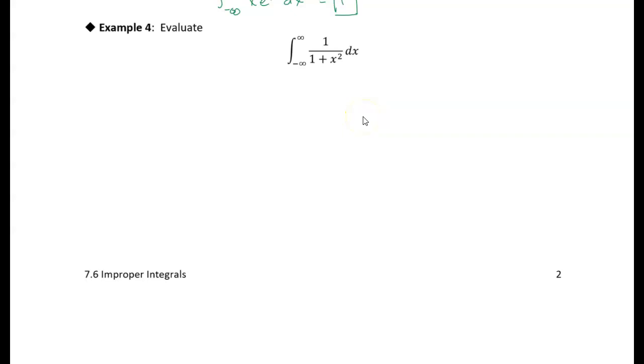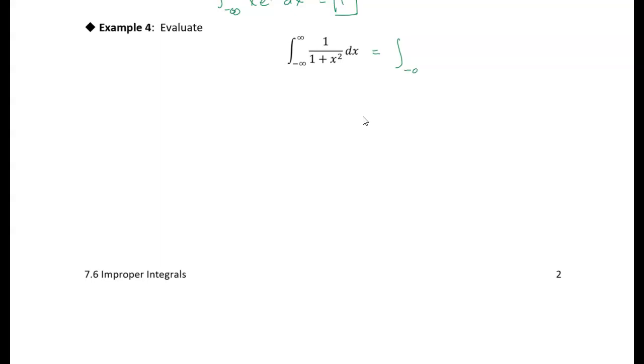Now let's look at an integral where both the upper and lower bounds are infinite. What we're going to do is just break it into two parts. I can pick any point in the middle. I could pick 10 or I could pick negative 13. It doesn't matter what I pick, but I'm just going to pick 0 because it's easy.